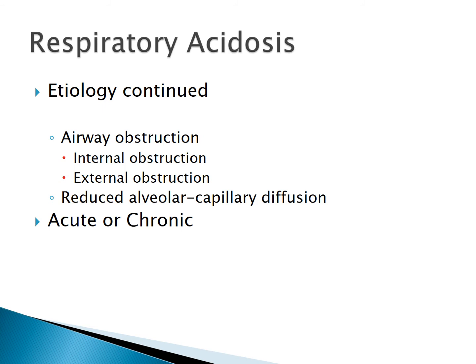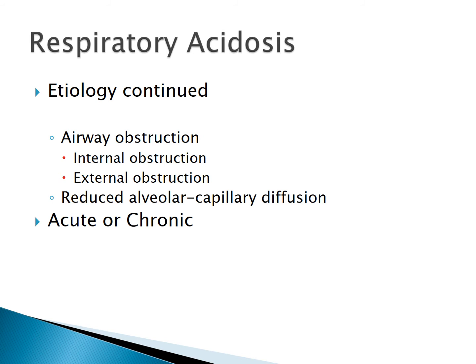Also, something that could cause respiratory acidosis is reduced alveolar capillary diffusion. So what does that mean? If we have a reduced alveolar capillary diffusion, we're not exchanging our oxygen and carbon dioxide correctly. Some things that can cause this are acute pneumonia, a patient having a COPD exacerbation, pulmonary edema, and acute drowning can also cause these types of things.